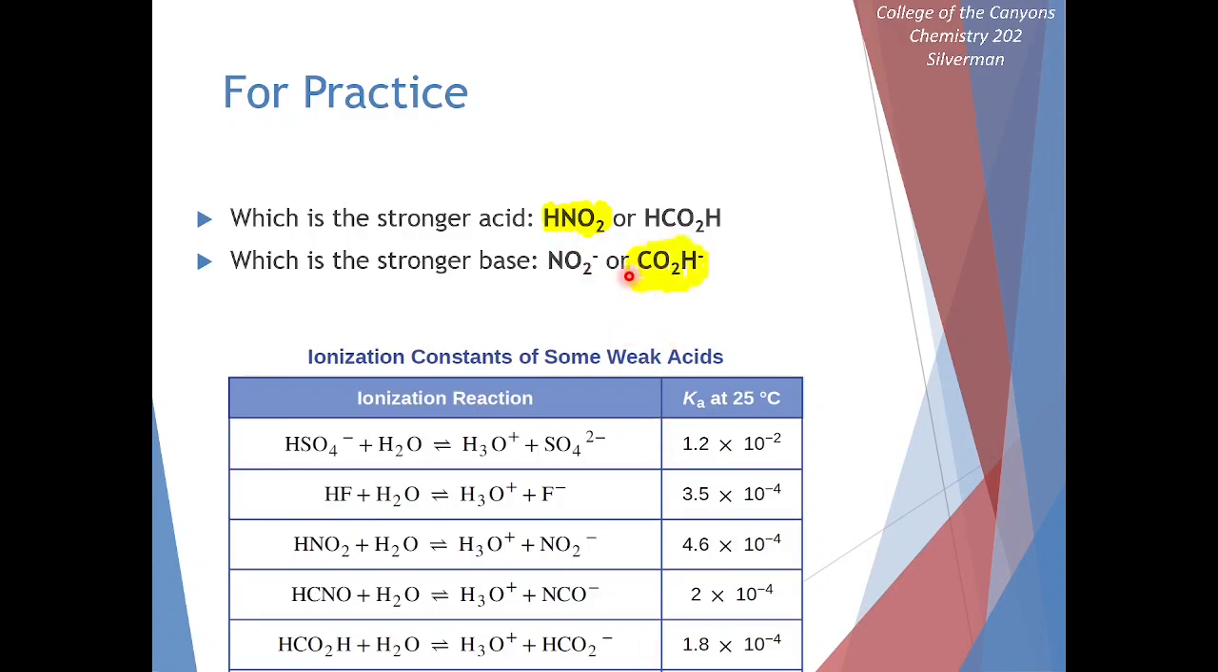So qualitatively, we can just look at our K values and decide which one is bigger. That helps us decide the stronger acid. For the stronger bases, maybe we have Kb values and we can compare, or maybe we can think about the opposite trend for the Ka of each's conjugate acid.